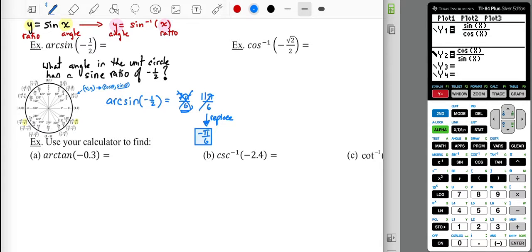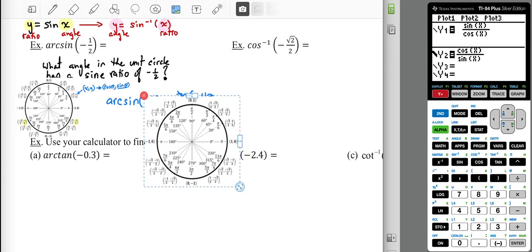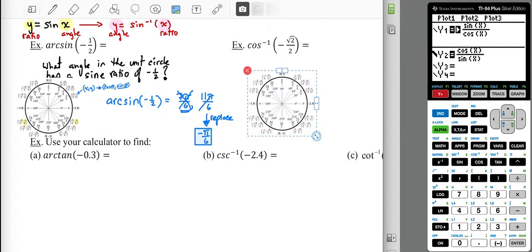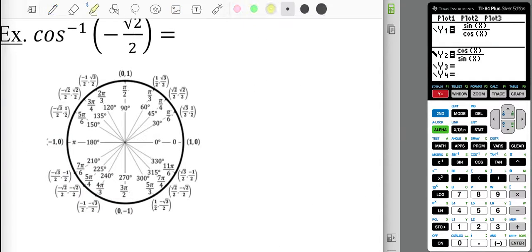Same idea for the inverse cosine. I wanted to copy paste, no? Okay, I'll just refer to it. So what angle in a unit circle has a cosine ratio of negative radical 2 over 2? That's really what it's asking. Now that I think about it, I can just pop it in again. So negative radical 2 over 2 for x. Just hunting around.